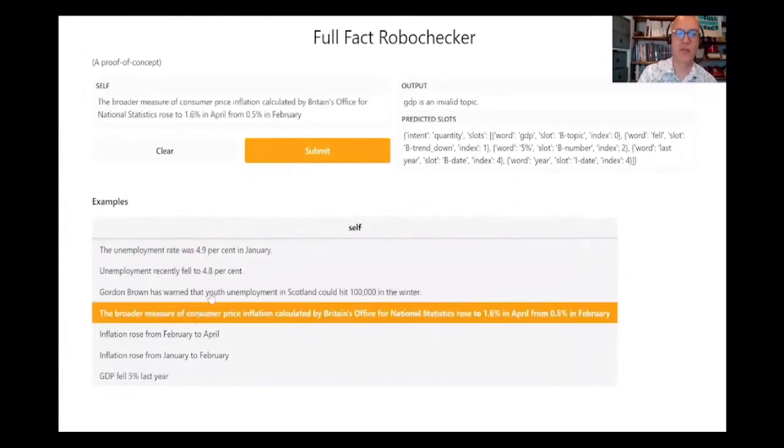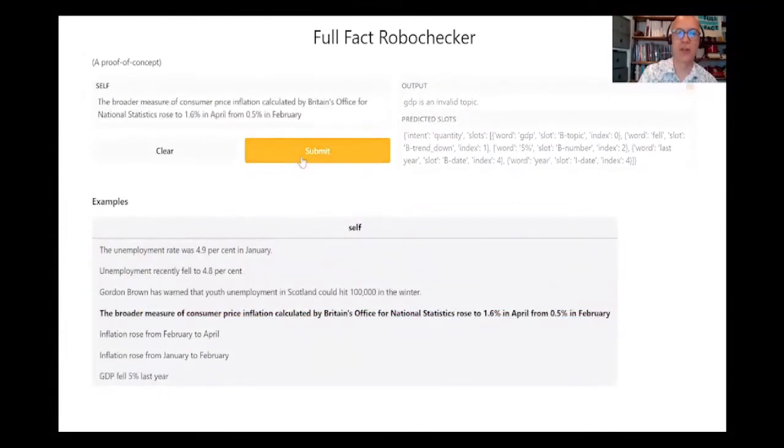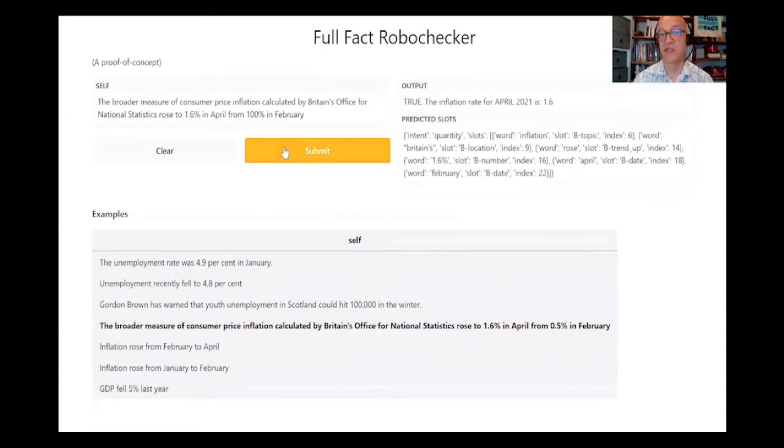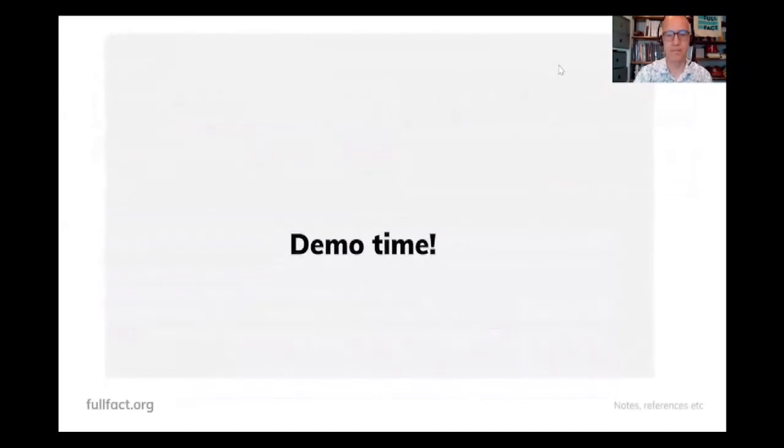And going back to this more complex sentence earlier on, although it did give the correct answer around inflation being 1.6% in April, it totally ignores the fact that the sentence also mentions inflation in February. So if I change the sentence here to say inflation was, something crazy, 100% inflation in February, the system still says it's true because it's ignoring that part of the sentence. So there's still work to be done.